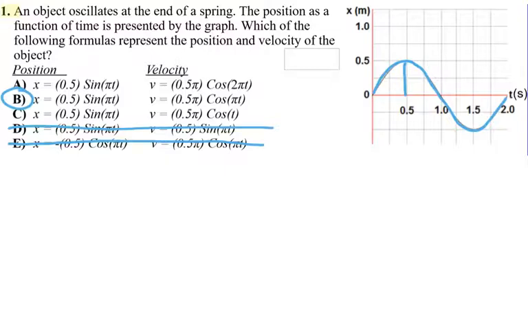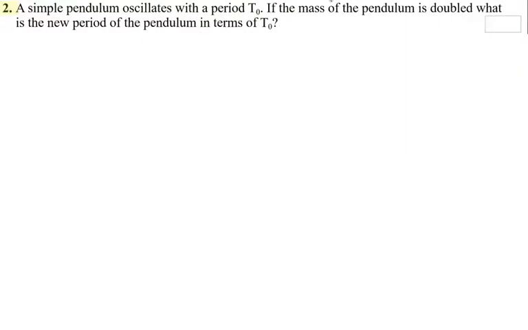So we're going to stop these type of questions. We won't see many of them on the AP exam. I haven't seen many of them on the AP exam. Here's one more question to look at. A simple pendulum oscillates with a period of T sub 0. If the mass of the pendulum is doubled, what is the new period of the pendulum?